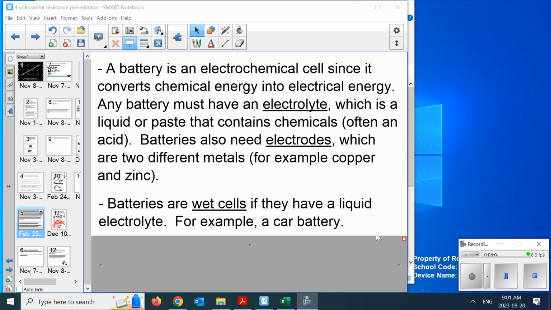All right. So far, any questions about it? Well, a wet cell, the car battery is the best example. And you should never tip a car battery on its side, for example, because it is a wet cell. It can leak acids.